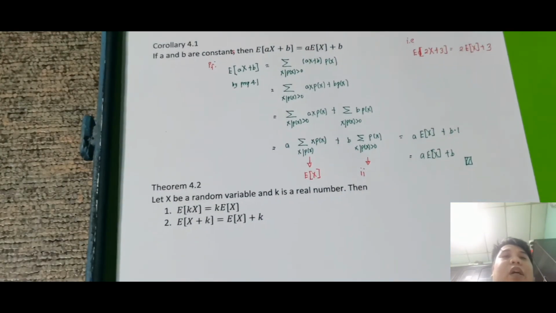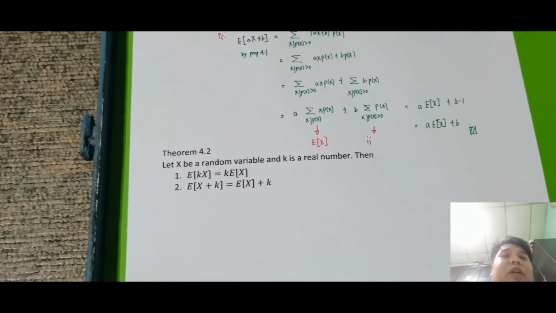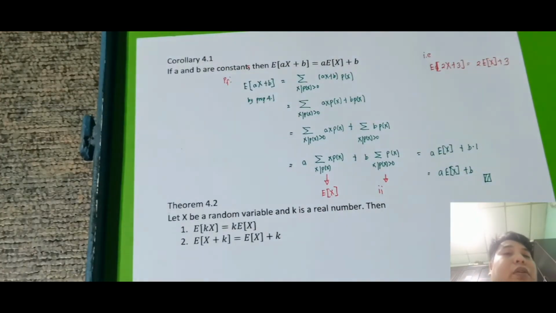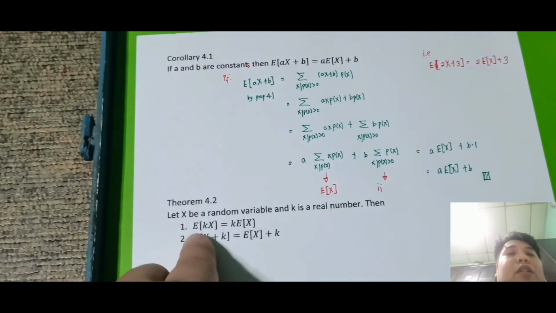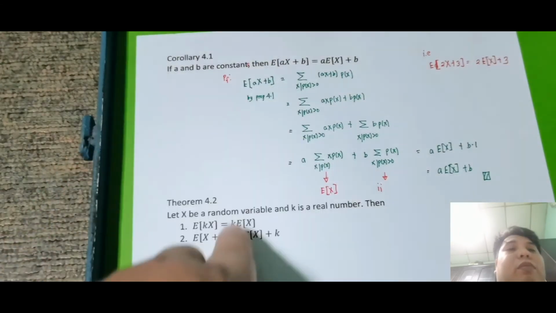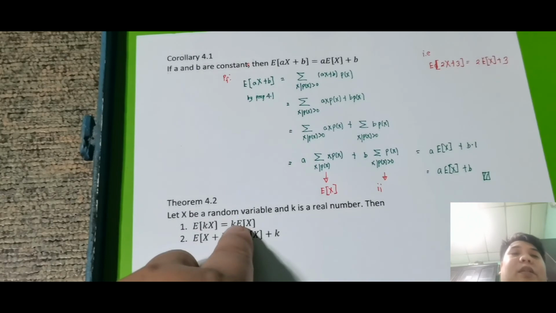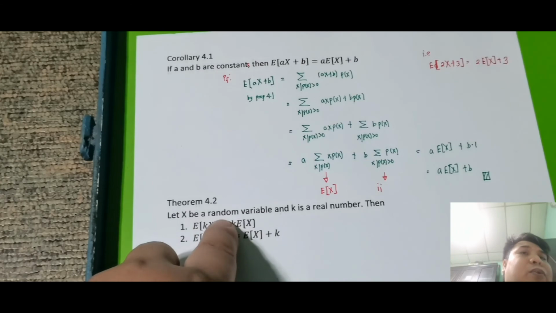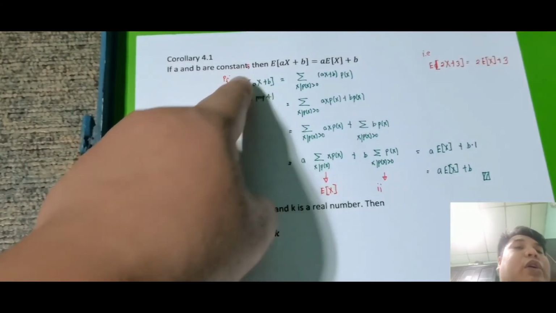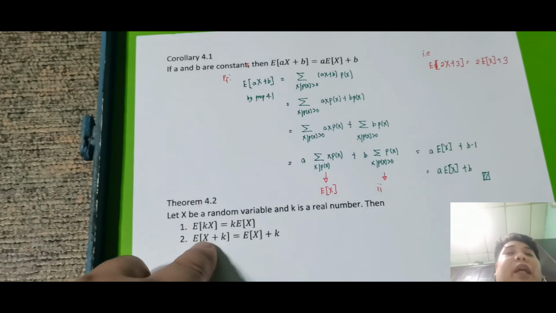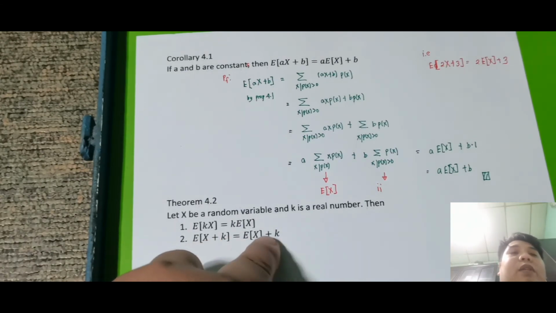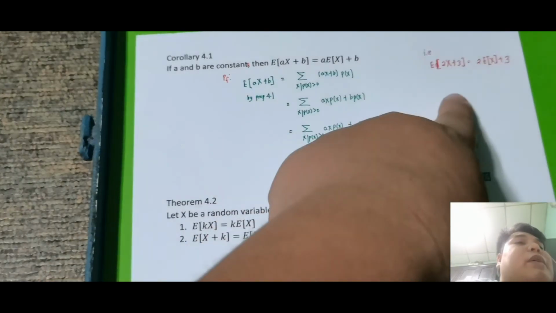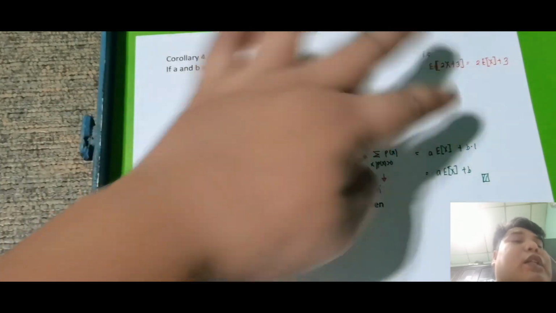So next, let's have theorem 4.2. Let X be a random variable and K is a real number. Then ito ay yung parang pinaghiwalay na part nito. Unang part is what if sa random variable X lang may nakamultiply. So obviously, expected value of KX is K times expected value of X. Kumbaga scalar, lalabas lang yung scalar sa expected value. Next, for number 2, expected value of X plus constant, ang mangyari lang, expected value of X plus K. Lumabas lang yung B na yan.